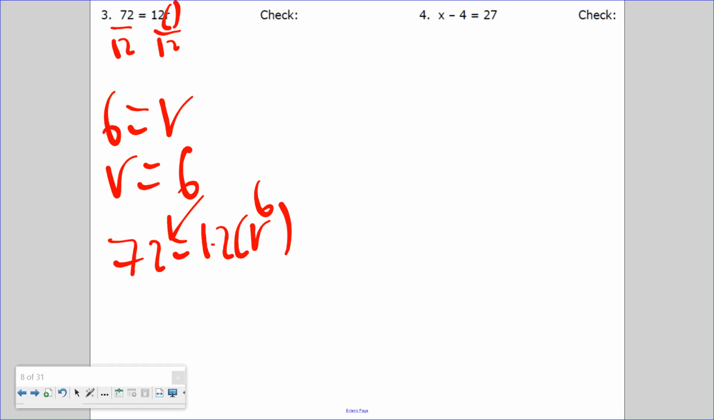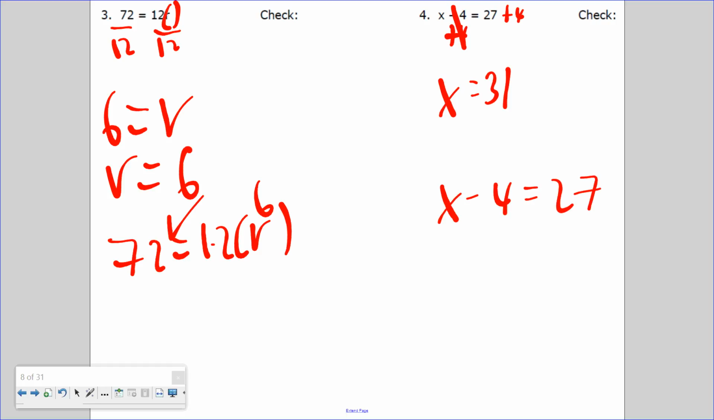Number 4, x minus 4 equals 27. I need to isolate the variable x. What is the inverse operation of minus 4? Plus 4. So x equals 27 plus 4, which is 31. Let's check our work. Substitute the x with 31. 31 minus 4 is 27. Check mark.